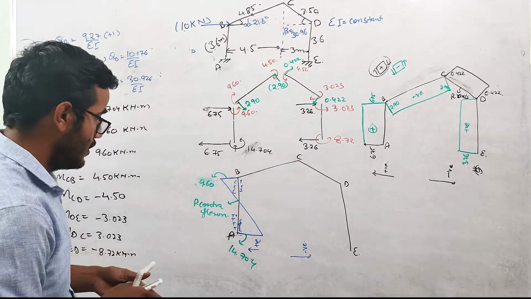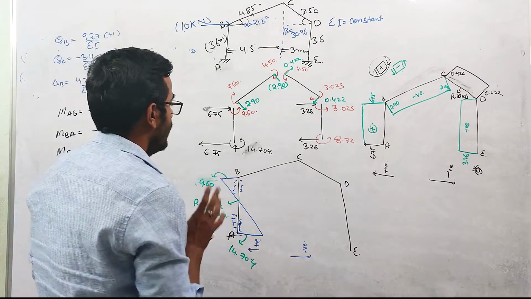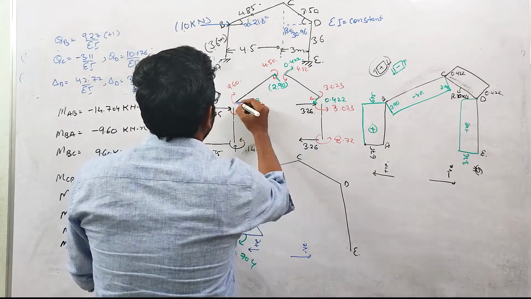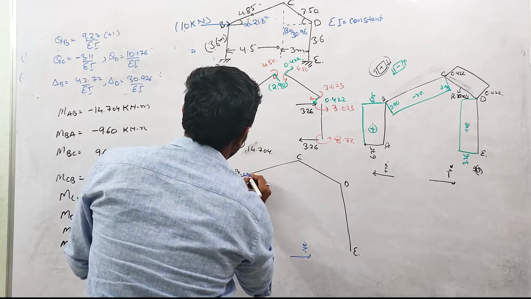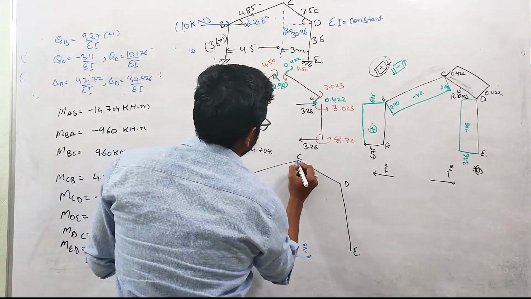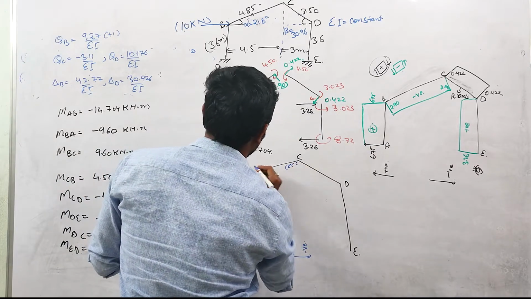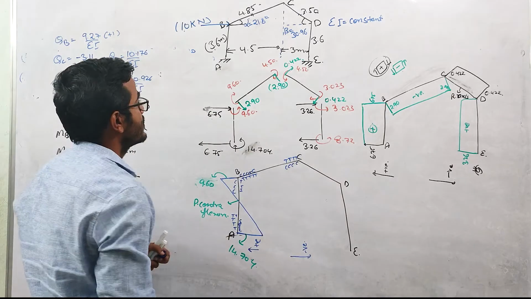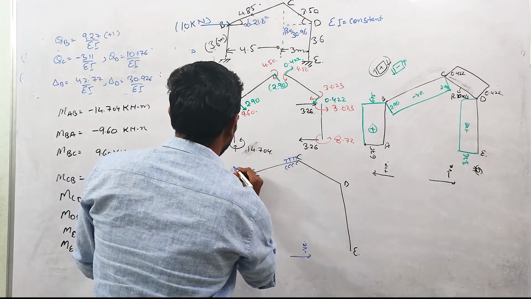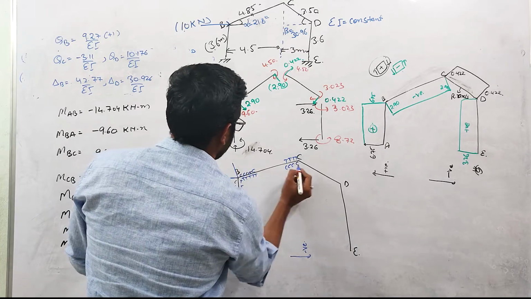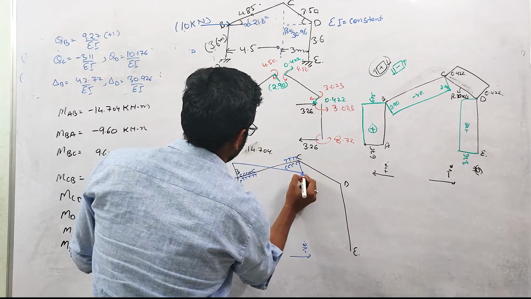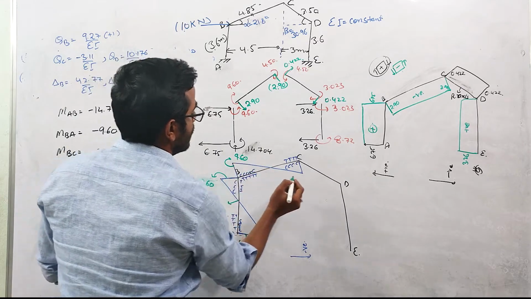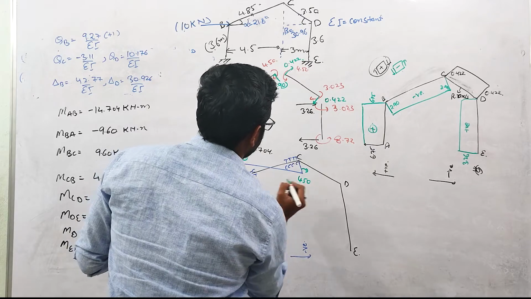Okay, so now this thing is done. Now let us come to the BC member. If we consider this, this moment will induce compression at this side. Here is tension, this is compression, this is tension. So the bending moment will be drawn towards the compression side. So this is 9.6, it will start again from here, and somewhere the value will be, so this value is 9.60 and this value is 4.50.